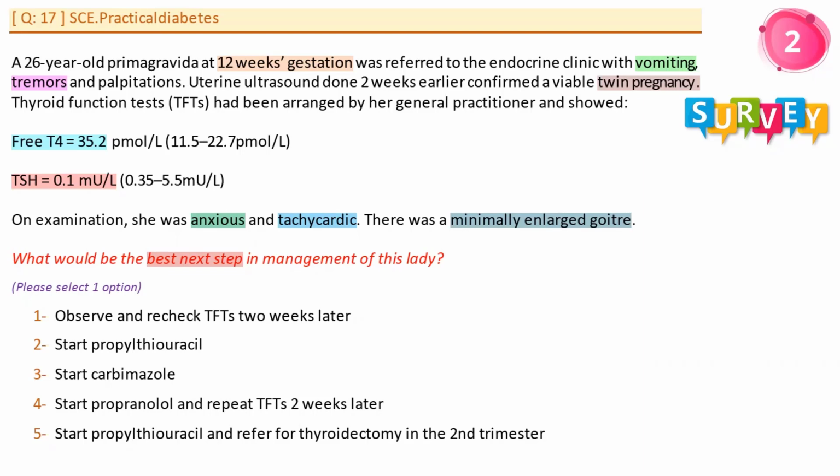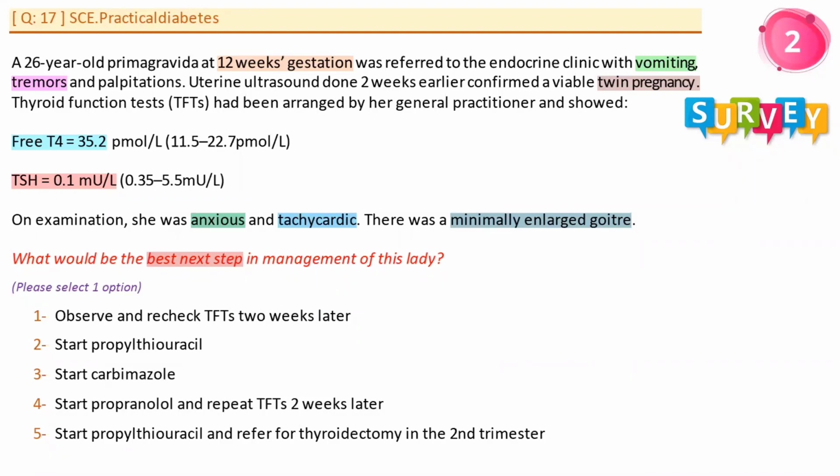Uterine ultrasound done 2 weeks earlier confirmed a viable twin pregnancy. Don't forget that. It is not a single pregnancy. I am trying to start propranolol because the patient is anxious and tachycardic. For this reason, I chose propranolol. Yes, I am with you. Propranolol can be used in this situation, but I will go through the scenario first and complete. Propranolol can be used if the patient is tachycardic, anxious, with tremor, but we should choose the most accurate one.